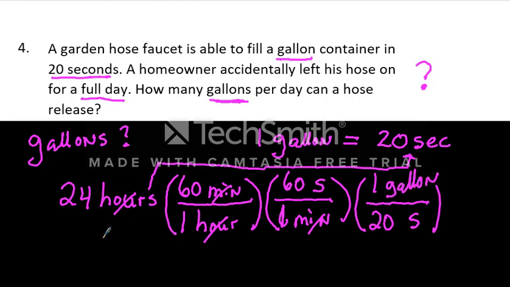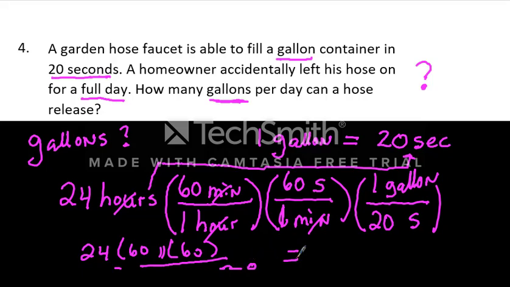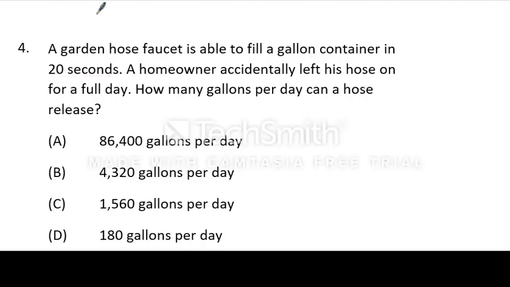So what does that math look like? Well, it says 24 times 60 times 60 divided by 20 is going to be my final answer. So 24 times 60 times 60 divided by 20 gives me my final answer of 4,320 gallons in 1 day. All right, so there's 4.